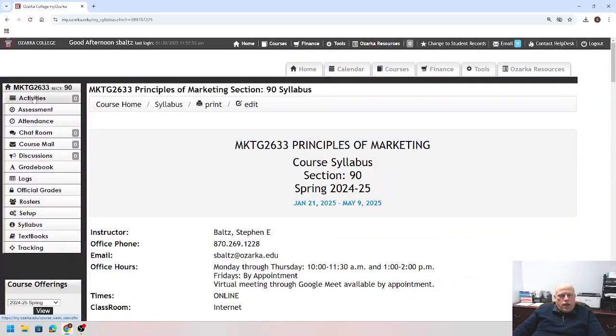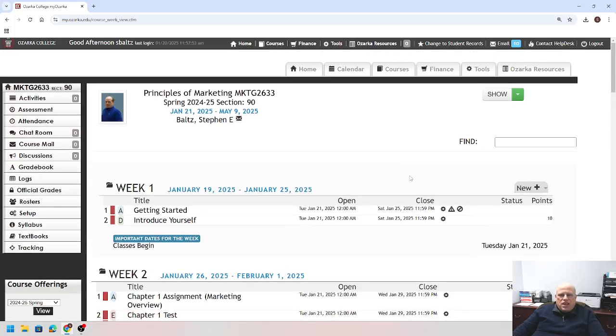And so let's go now to the activities page in My Ozarka here. This activities page, which I access by just clicking the activities link on the left-hand side of the page, where all those navigation links are. This activities page is probably the page you're going to interact with the most as you're going through and taking this course this semester, because this is the page that shows all the things that we're going to be working on during the course of the semester.